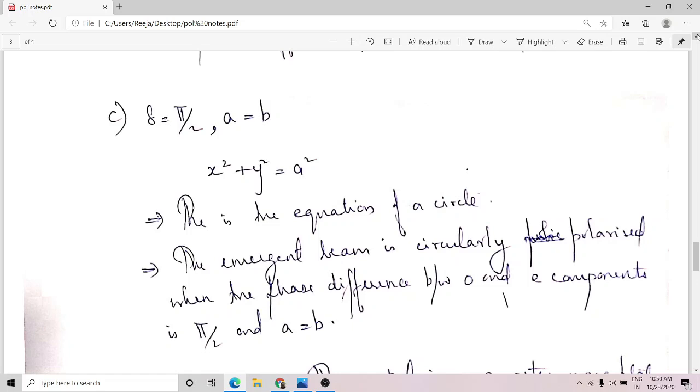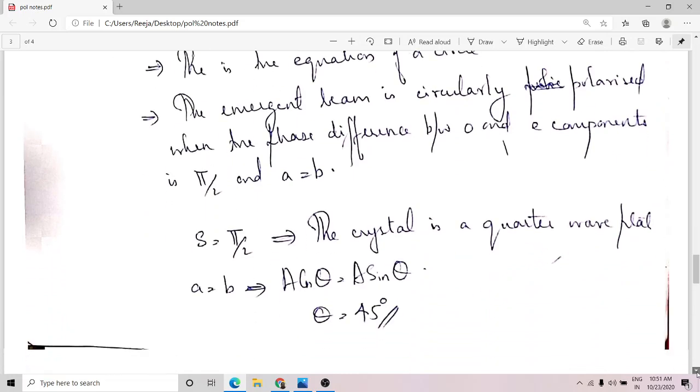Okay, that is what we are going to look at next. How can you produce circularly and elliptically polarized light as per this mathematical theory? So, we are considering circularly polarized light.